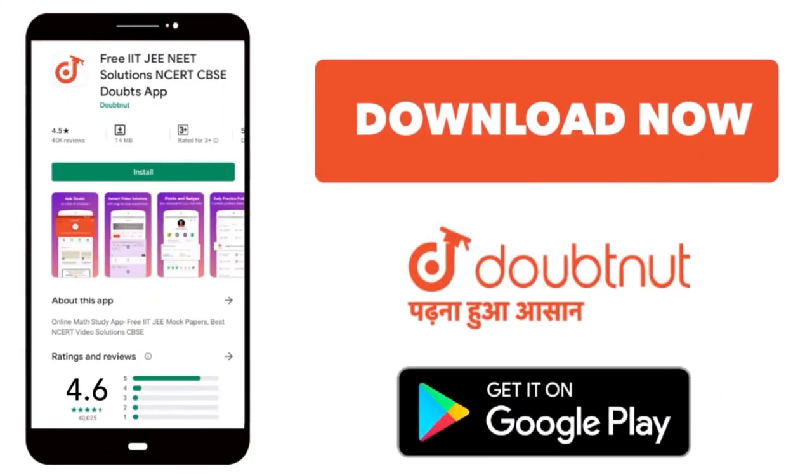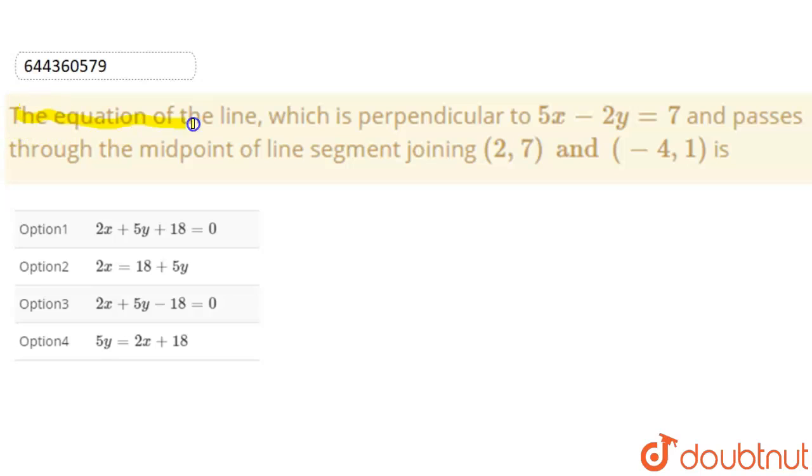Download Doubtnut app today. Today our question is: the equation of a line which is perpendicular to line 5x minus 2y is equal to 7 and passes through the midpoint of the line segment joining (2, 7) and (minus 4, 1).